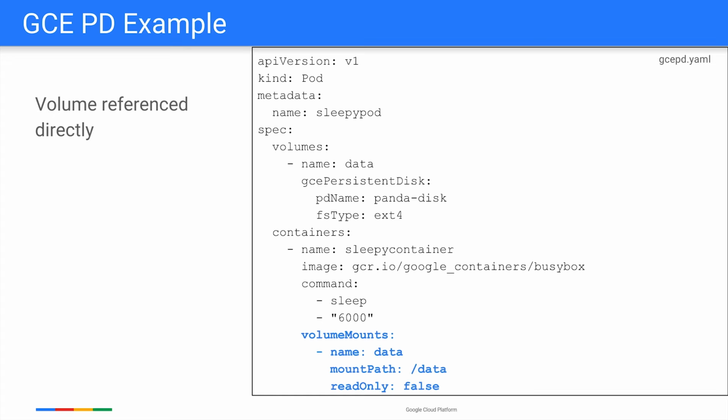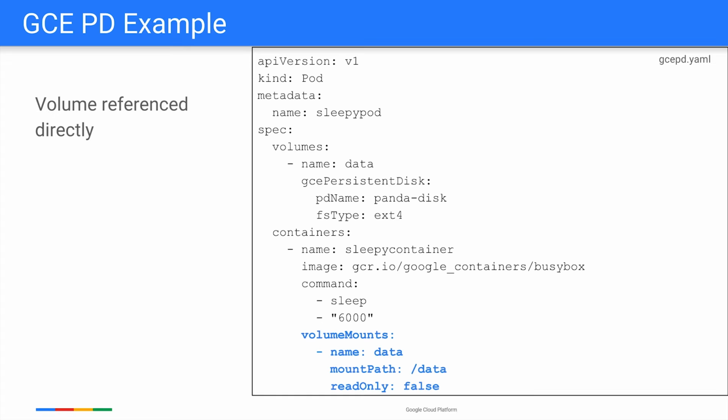The pod also defines where inside the container the volume should be mounted. Now, this example seems pretty trivial, but the real beauty is what happens under the covers. When the pod is created, Kubernetes automatically calls out to the Google Cloud API and attaches the specified PD to the node that the pod is scheduled to. It then formats the disk if needed and mounts it into the container that makes up the pod.